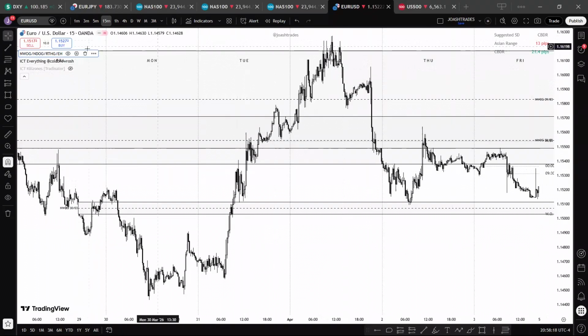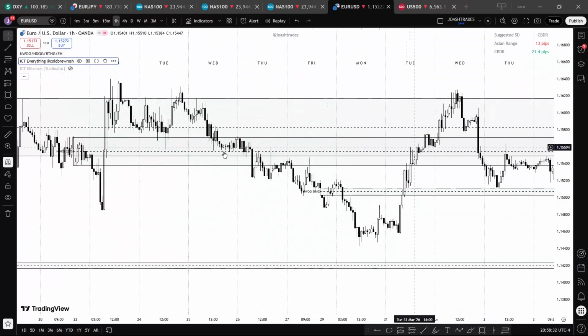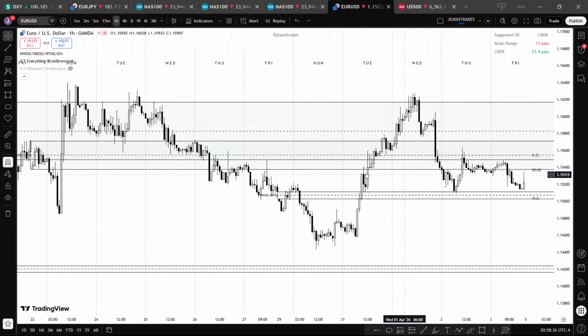All right, so here's the EURUSD. This is the 1 hour time frame. Sorry, this is the 15-minute time frame. Let's go to the 1 hour time frame. All right, so here's the 1 hour time frame. And you can see our price kept finding support, resistance, gravitating towards the new week opening gap.